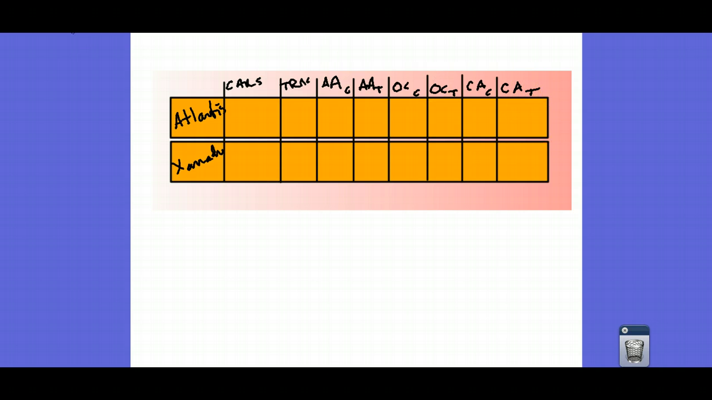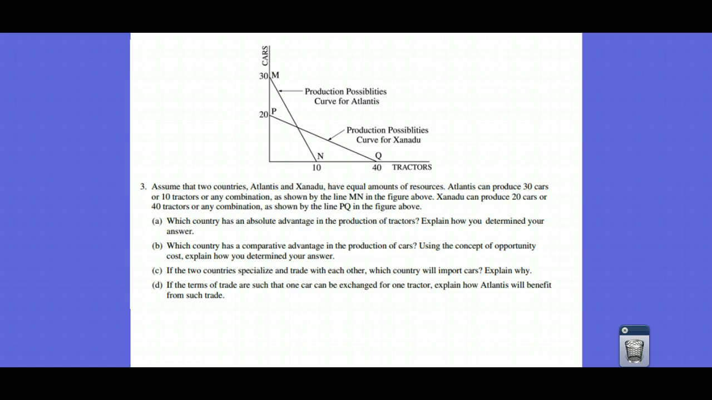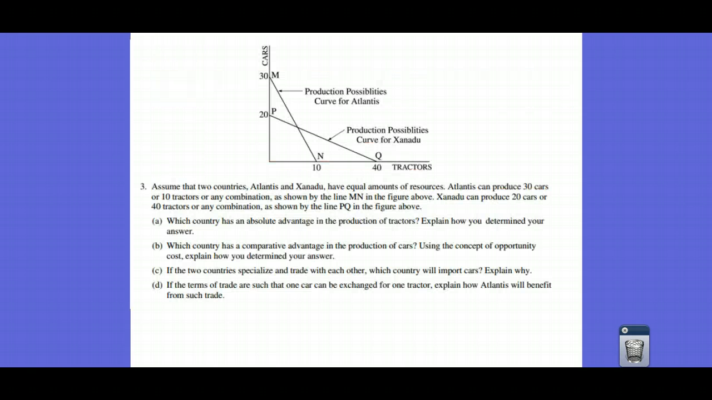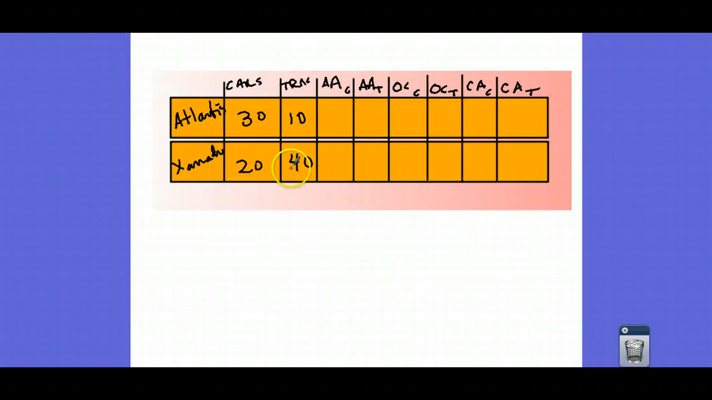Okay, let's go back to the question. We have the numbers right there for us, and it would be a little easier for us if we had both of these screens right in front of us at the same time, which you will when you're doing this. Well, let's take a look. We're going to fill it in. Atlantis can make 30 cars, or it can make 10 tractors. Xanadu can make 20 cars, or it can make 40 tractors. I got this information directly from the graph that you see before you. So let's take a look.